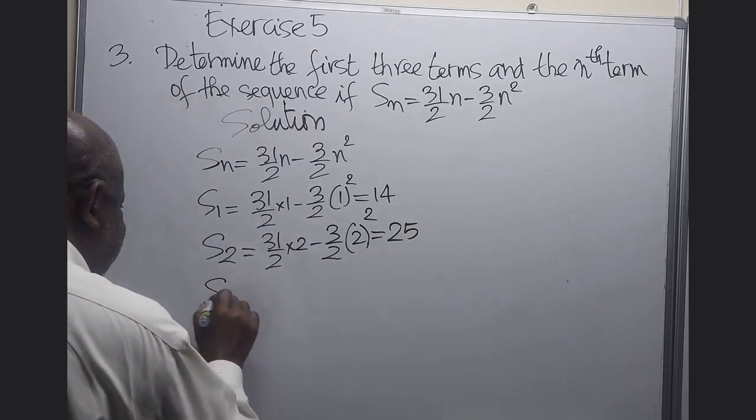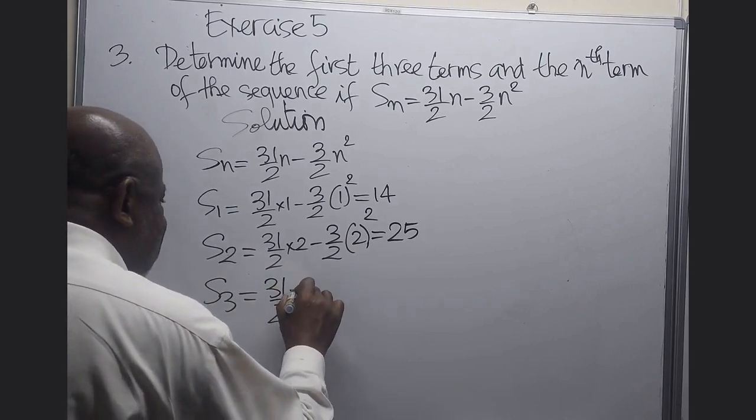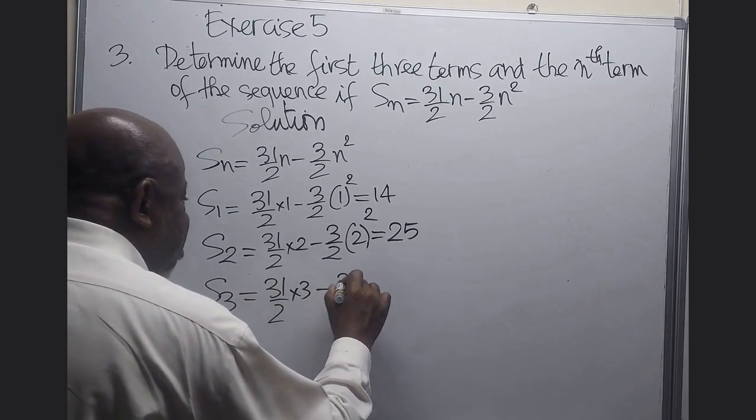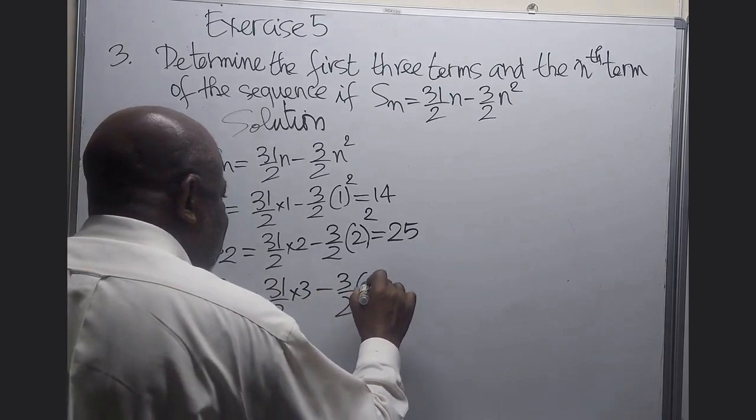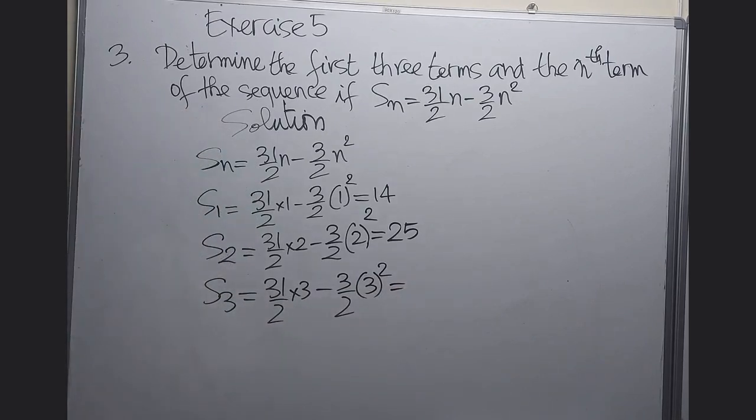Then we're going to get S3. S3 will be 31 over 2 times 3 minus 3 over 2 times 3 squared. We're also going to use our calculator.